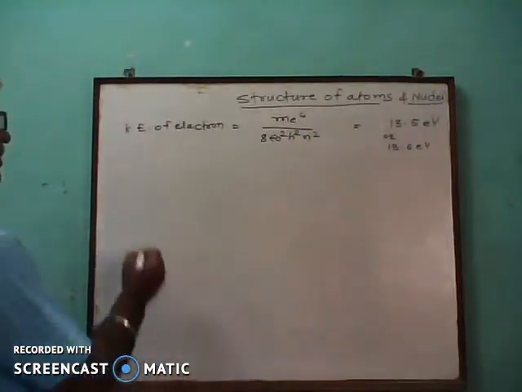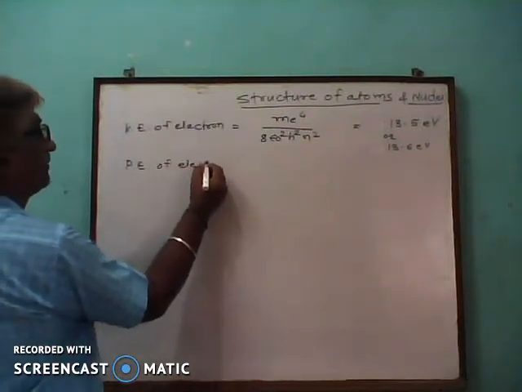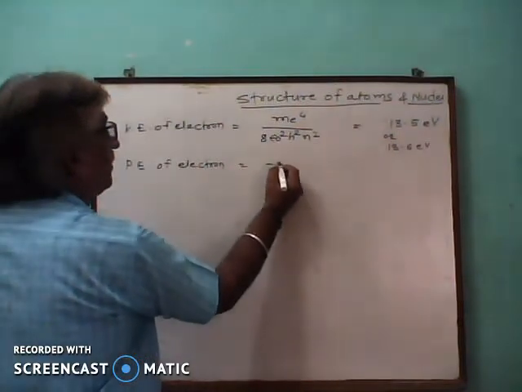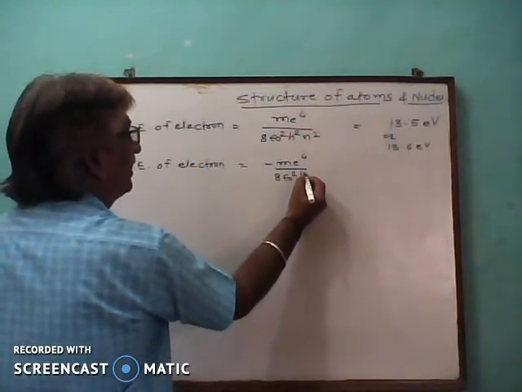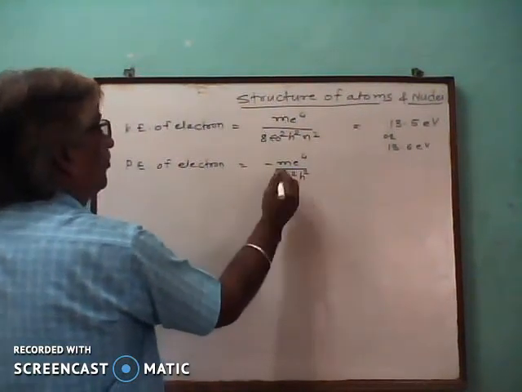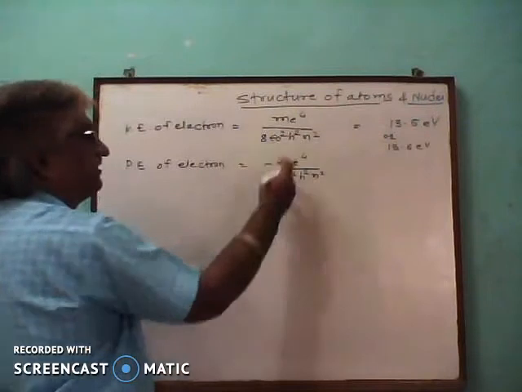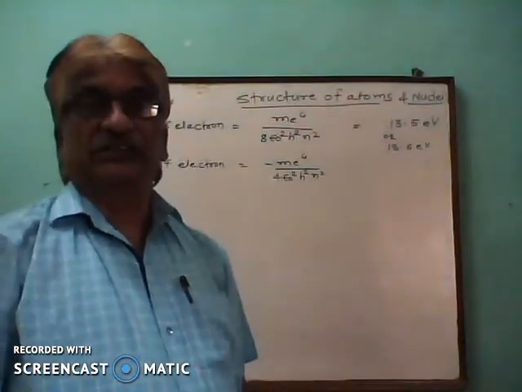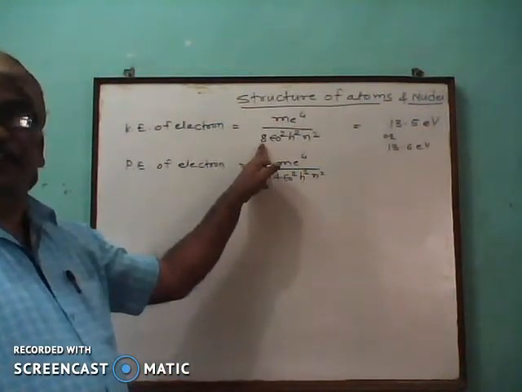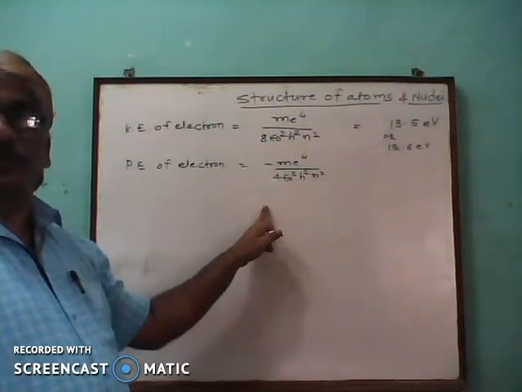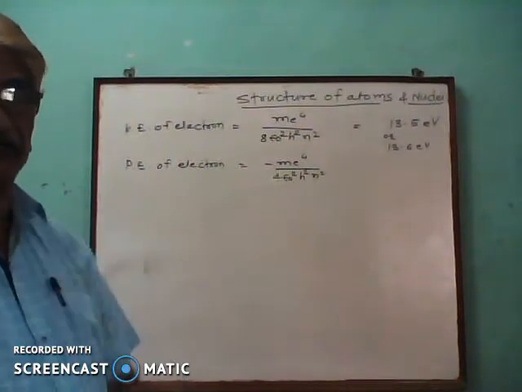So we know the formula for potential energy of electron. That will be minus me raised to 4 upon 4 epsilon 0 square h square n square. In these two formulas some difference is there. Here 8 is there in kinetic energy, whereas in potential energy it will be 4 and direction will be minus.